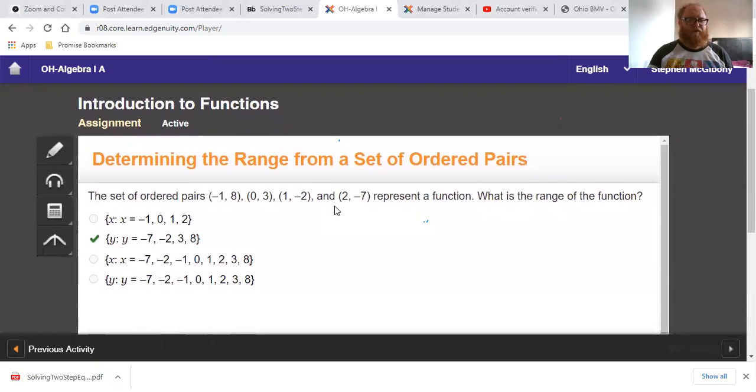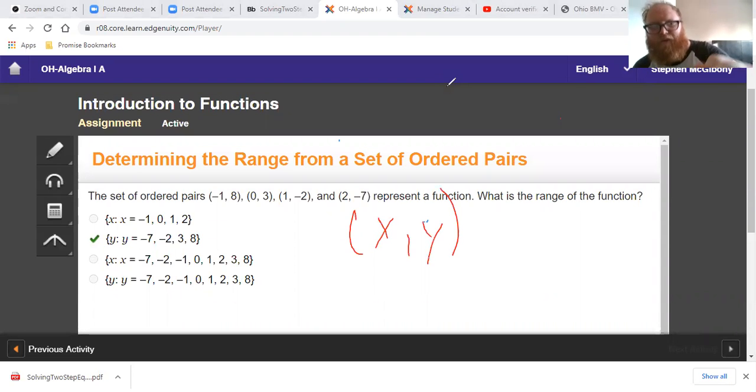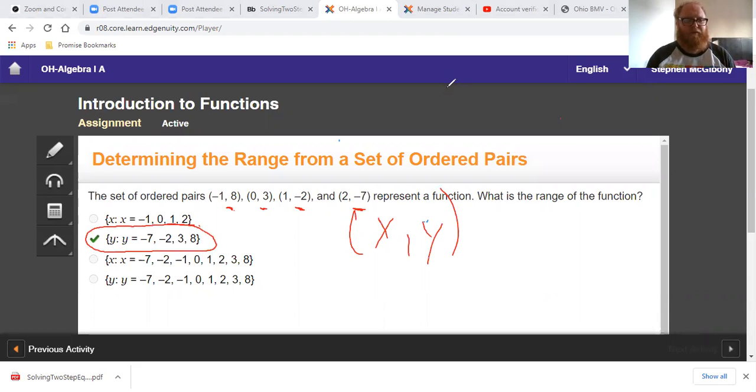All right, now the set of ordered pairs represents a function. What is the range of the function? So we want to look at the y values of these ordered pairs, and remember it goes x, y. So the y value is the second coordinate in an ordered pair. So 8 is a y value, so is 3, -2, -7, and we just want to put those in ascending order. -7 is the lowest, then -2, then 3, then 8. So that is the range of the function, the second choice on that problem.